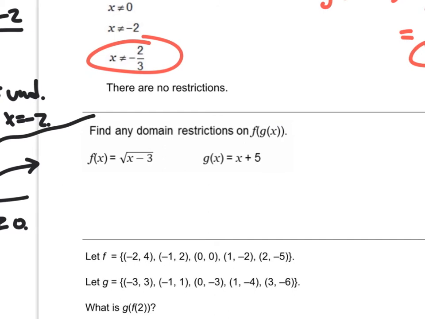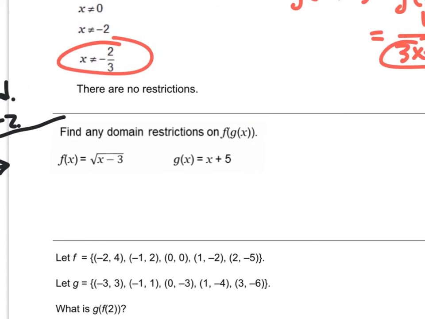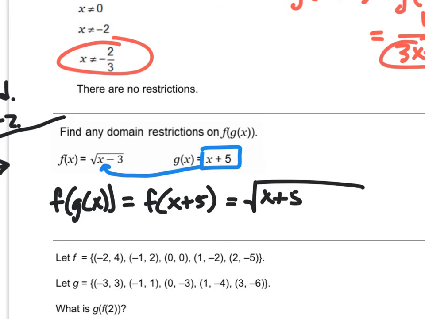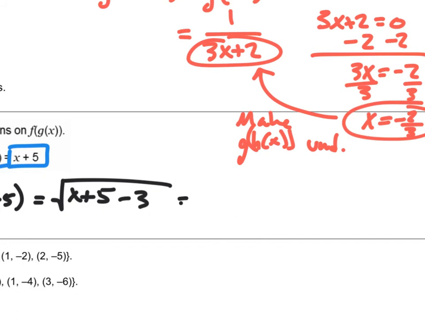So then, if I wanted to find f of g of x, I'm taking the x plus 5 and plugging that into the x of my other function. So f of g of x is really the same thing as me saying f of x plus 5. As a result, we're going to get the square root of x plus 5, which is where I put the x, and then minus 3. So then what we have is the square root of just an x, and then 5 minus 3 is going to give us a positive 2.